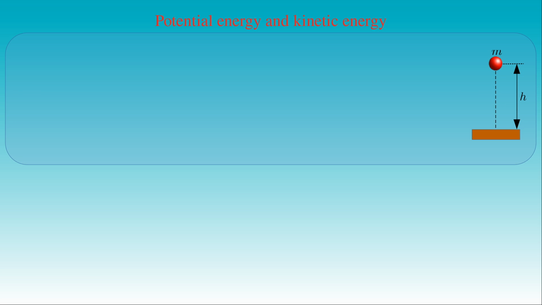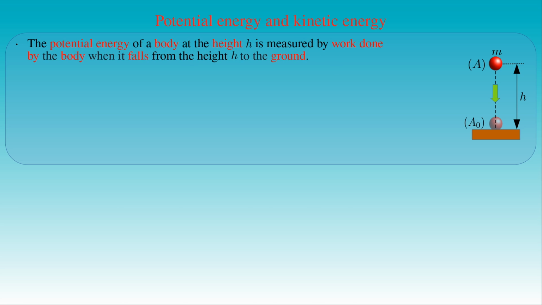If a body of mass m at the height h above ground is at rest, we can say that the body is in a state A. Here we choose the state where the body is at rest on the ground as its reference state A0. Then we measure the potential energy of a body at the height h above ground, that is in the state A, by the work which is done by the body when it falls from the height h to the ground, entering the reference state A0 from its initial state A. We can determine this work as follows.